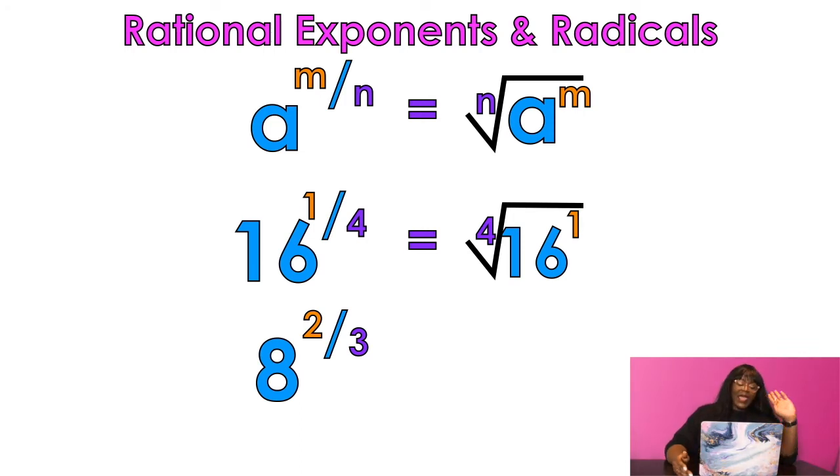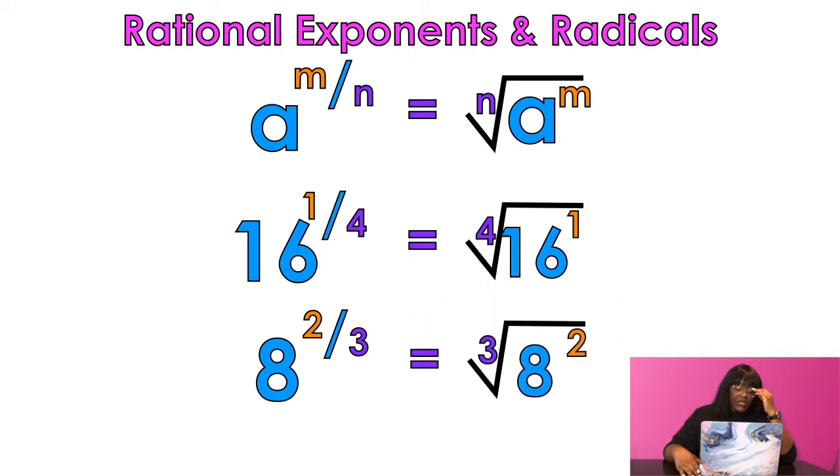What about 8 to the 2/3? Well, again, the denominator is still going to become your index. And I'm going to leave the squared next to that 8. So I'm going to have the cube root of 8 squared. Let's try some.